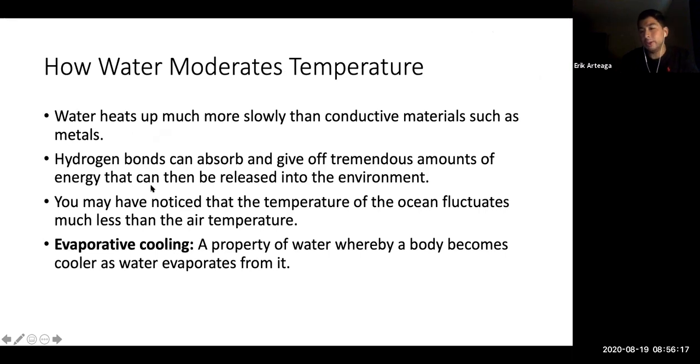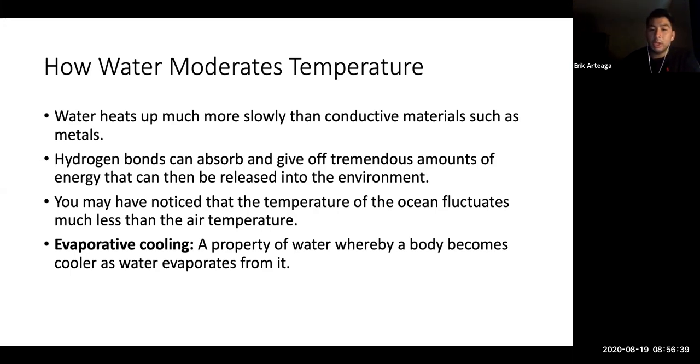Water also moderates temperature, okay? So water heats up much more slowly than conductive materials such as metals. Hydrogen bonds can absorb and give off tremendous amounts of energy that can then be released into the environment, okay? So hydrogen bonds can absorb energy, and this is a very important concept to understand.